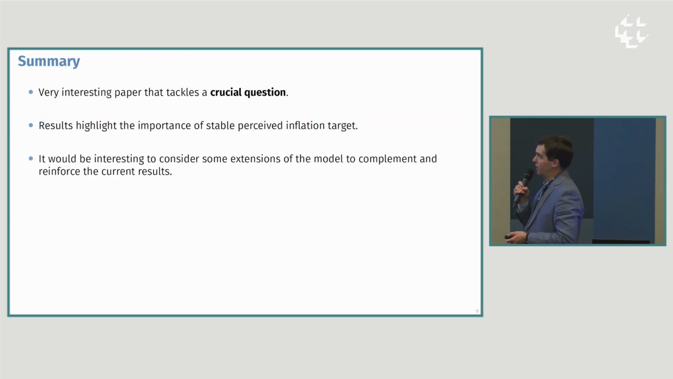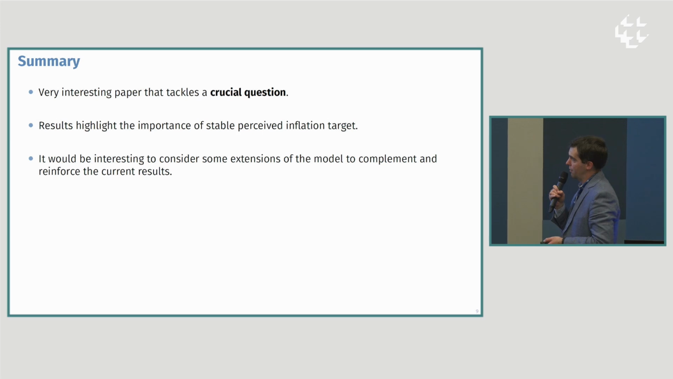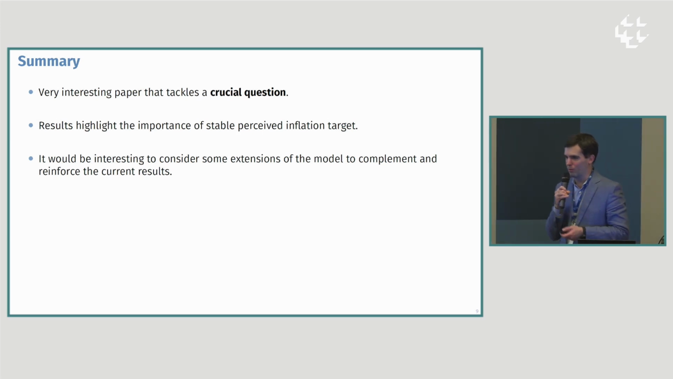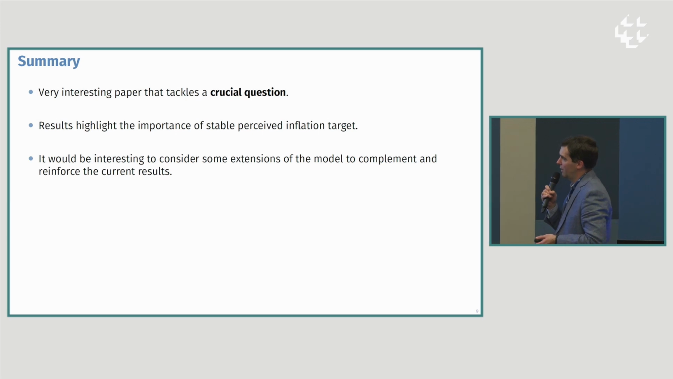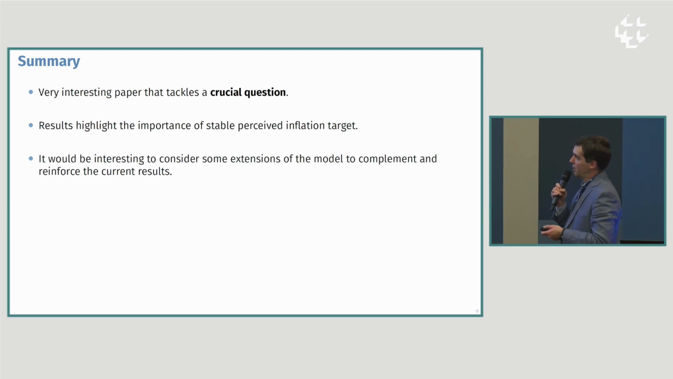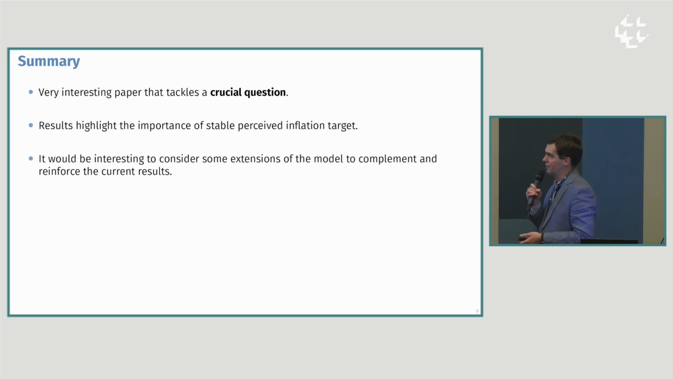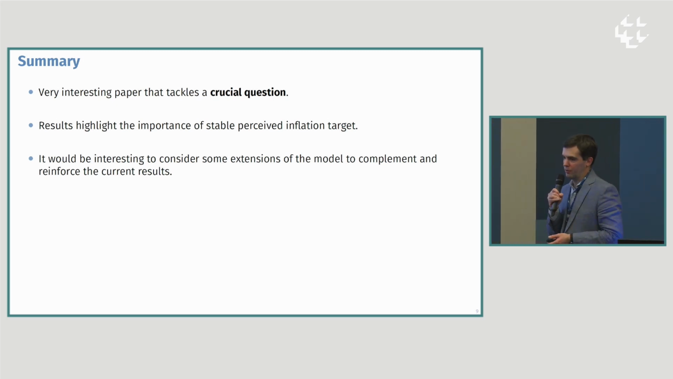But overall, I think this is a very interesting paper that tackles a crucial question. I think the results highlight the importance of a stable perceived inflation target. That is the way I would interpret the shocks. It would be interesting to consider some extensions to the model, the comparison with the shocks, like this alternative exercise, to further validate the results from the model and to reinforce the current results.